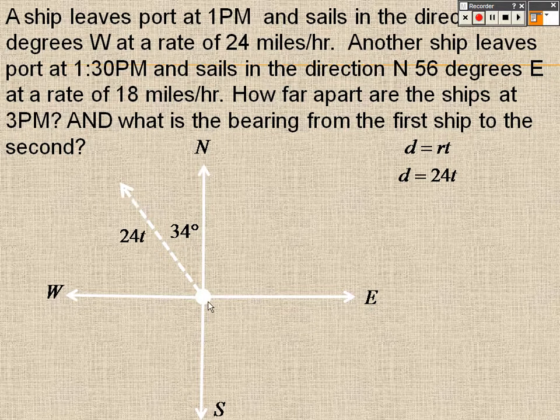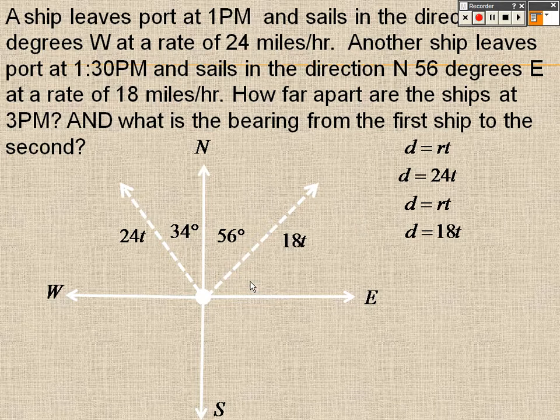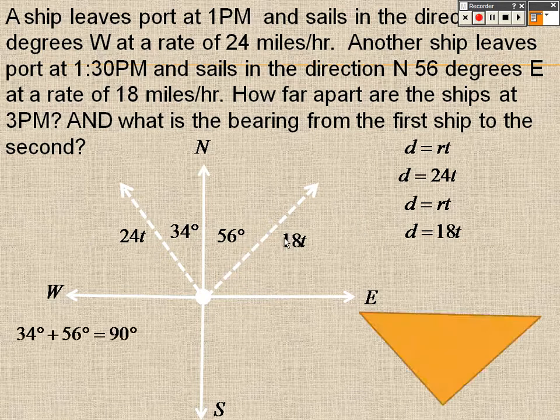Another ship leaves a port at 1:30 and sails northeast at 56 degrees at a rate of 18 t. That's what it's going to be. How far apart are the ships? So here's what you know. Those two angles together, what do you know? It makes a 90-degree angle. And that's 24 t. I know that that's 18 t.